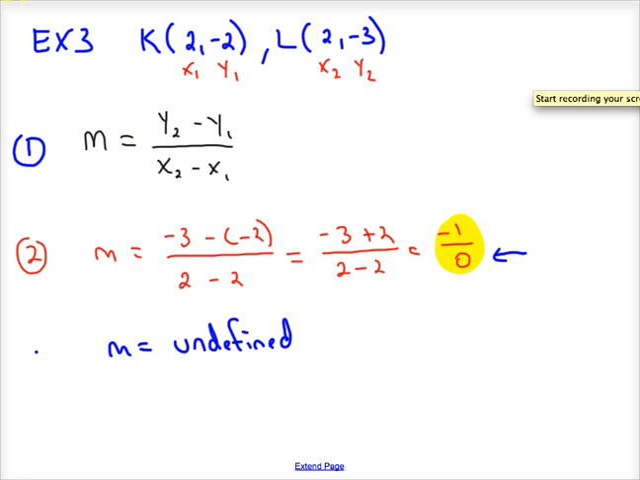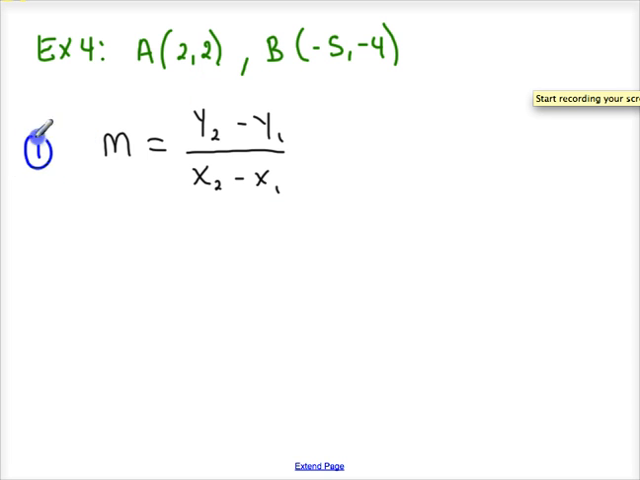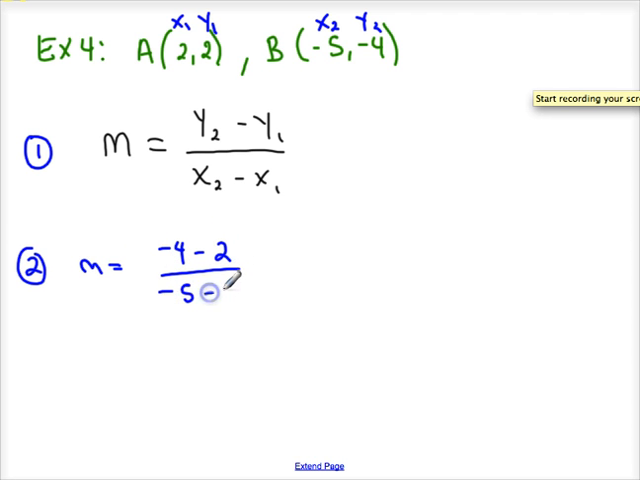Let's take a look at one more example. The ordered pairs 8, 2 and -5, 4. Again, first step, write down my formula. I'm going to label my coordinates x1, y1, x2, y2. Second step, plug in. M equals negative 4 minus 2 over negative 5 minus 2.